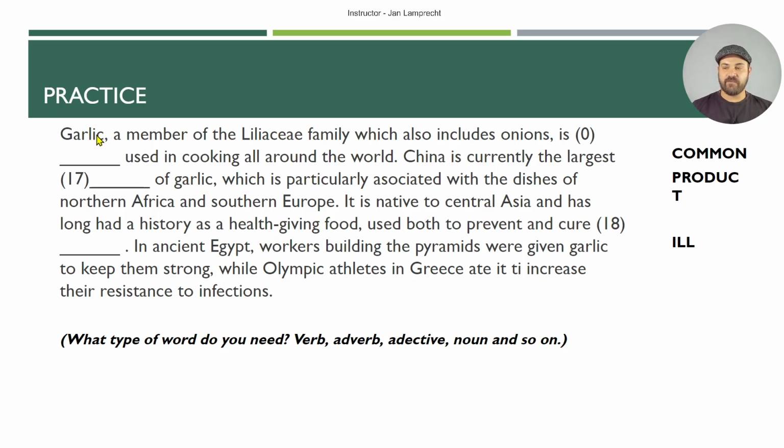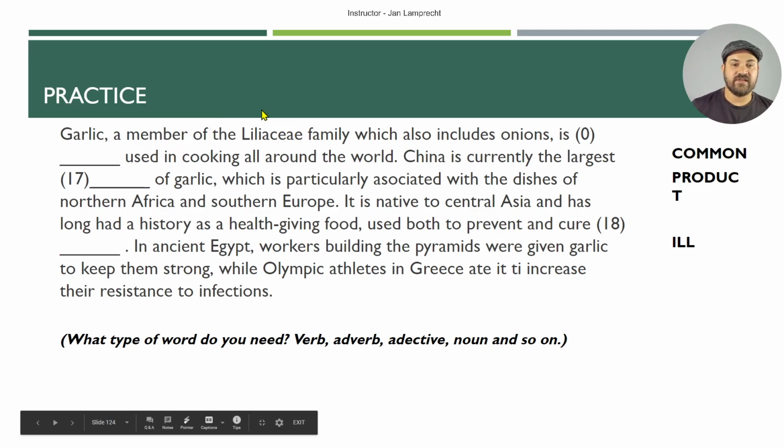So let's look at some text here. Zero is the example. We know it's commonly. Commonly used. So why commonly? We need an adverb, and that's why it's commonly. But that's the example. It doesn't matter. You don't get any points for zero. Now, first of all, what type of word do you need? You need a verb, adverb, adjective, noun, and so on. Remember that.